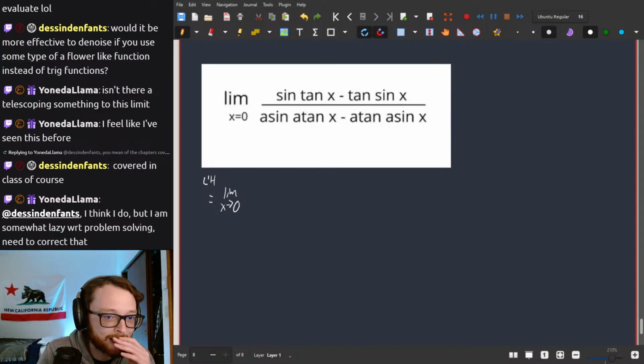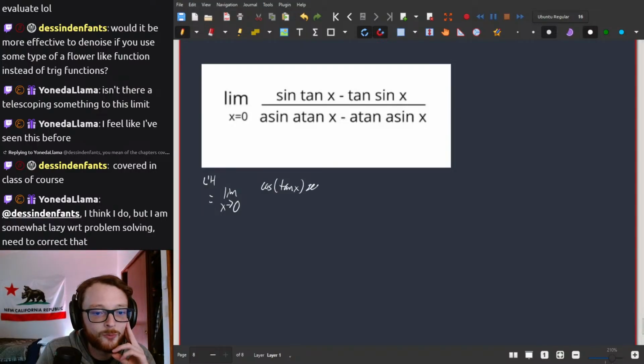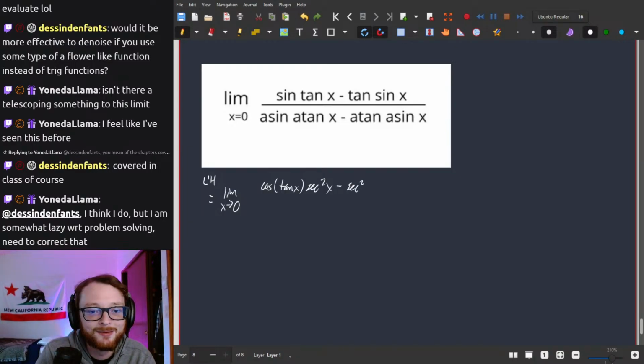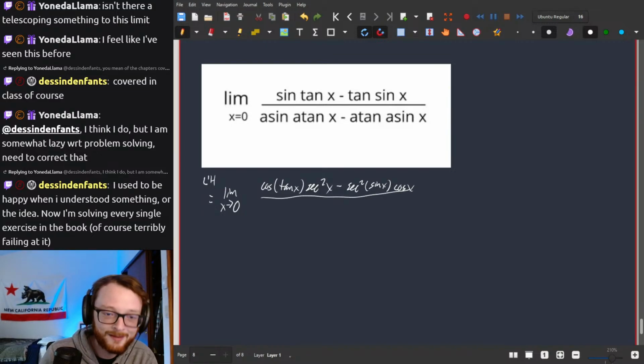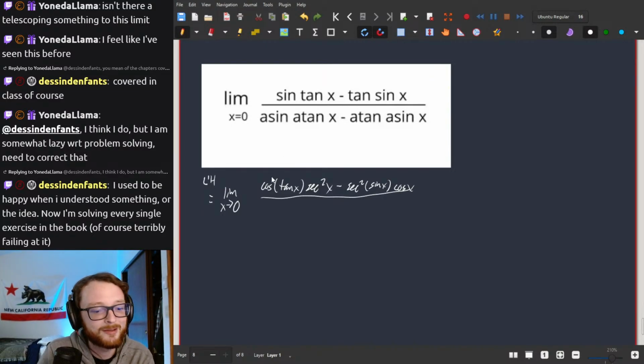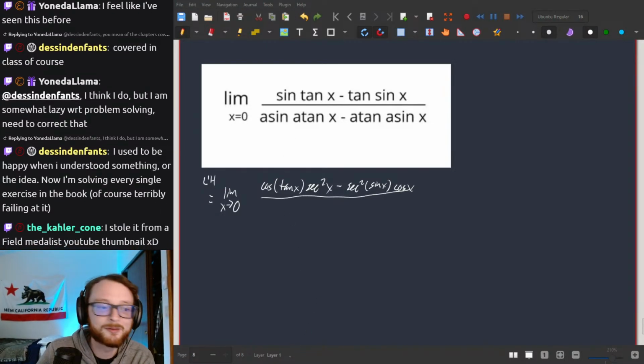Okay, the derivative of sine of tangent. Cosine of tangent times secant squared minus tangent of sine, okay. Secant squared sine cosine. Yeah, is L'Hopital's actually helping us here? Is the derivative of arcsine, is that like 1 over root 1 minus x squared?